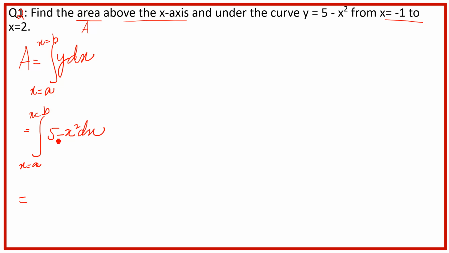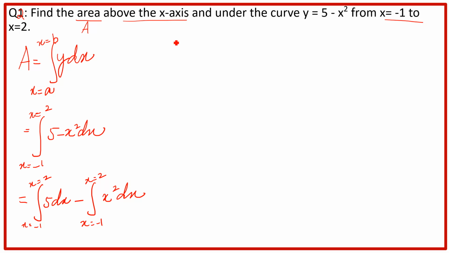See, these are two terms. One is 5, the other is minus x square. So we will do separate integration: 5 dx minus x square dx. Put the limit here, x equals minus 1 to x equals 2. Now see here, 5 is constant, so you can take 5 outside the integral sign. Then it is 1 dx, because we have taken 5 outside, minus x square into dx, from x equals minus 1 to x equals 2.